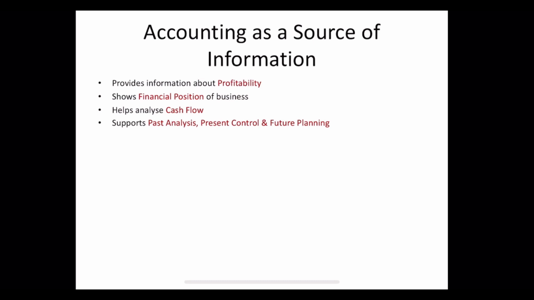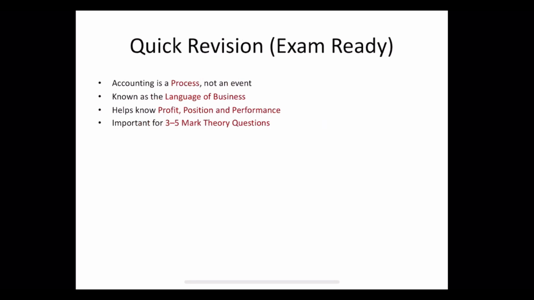Let's look at accounting as a source of information. Accounting provides information about profitability. It shows the financial position of the business. It helps analyze the cash flow and supports past analysis, present control, and future planning. So accounting is most important for any business to understand its results based on past performance, how it is working presently, and also to decide on the future plans.